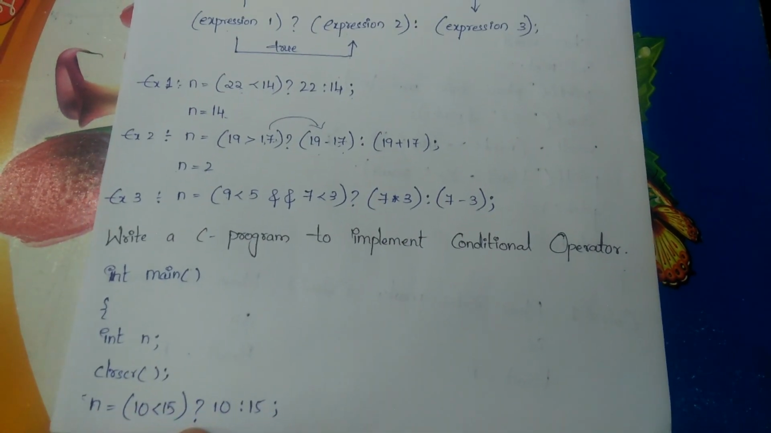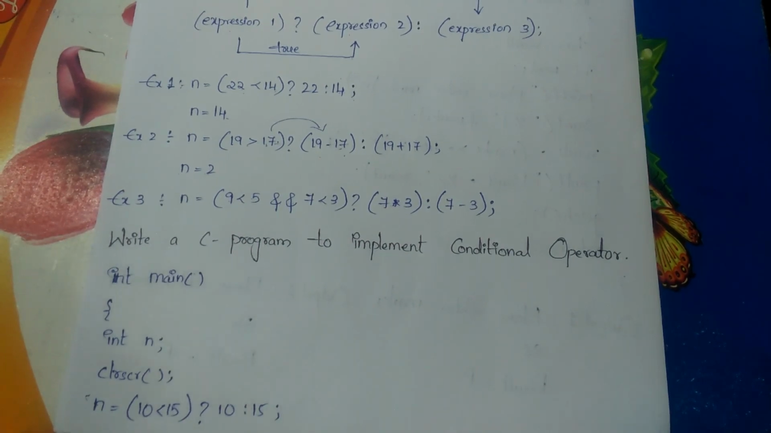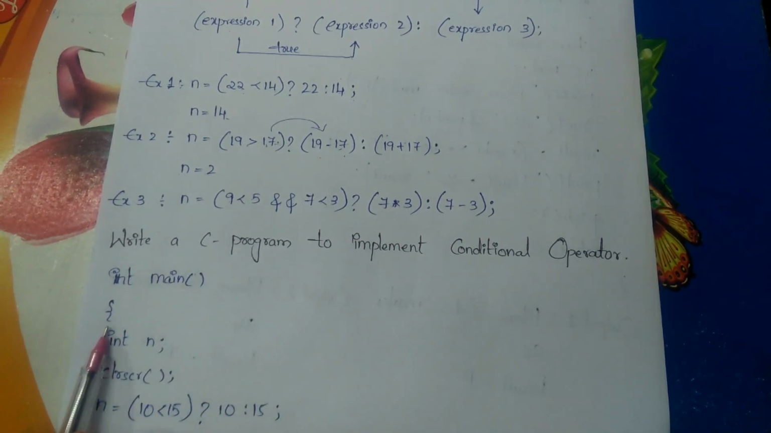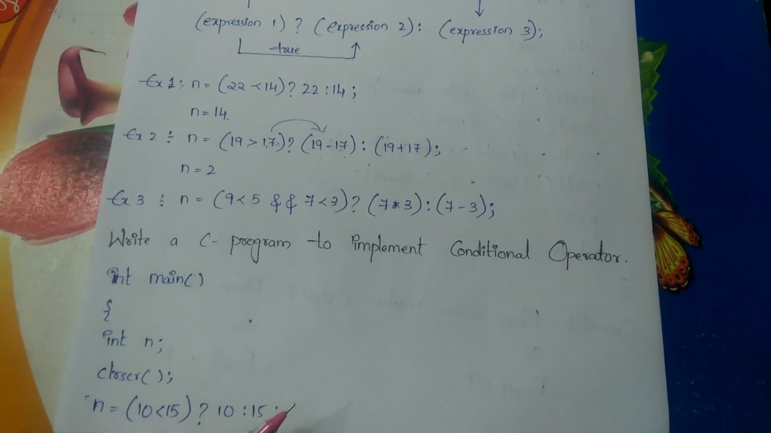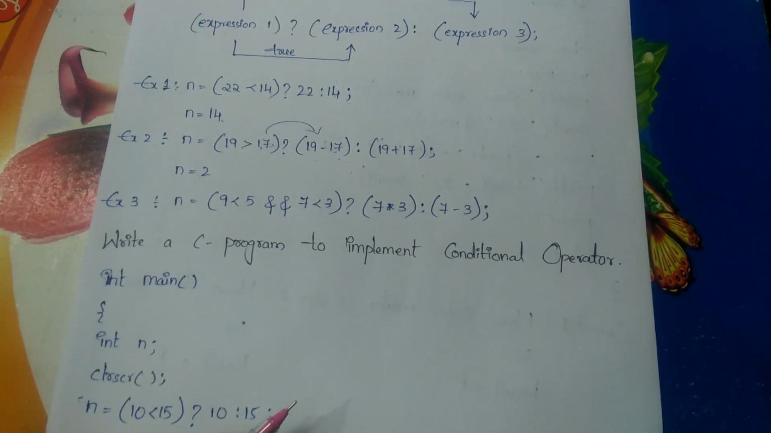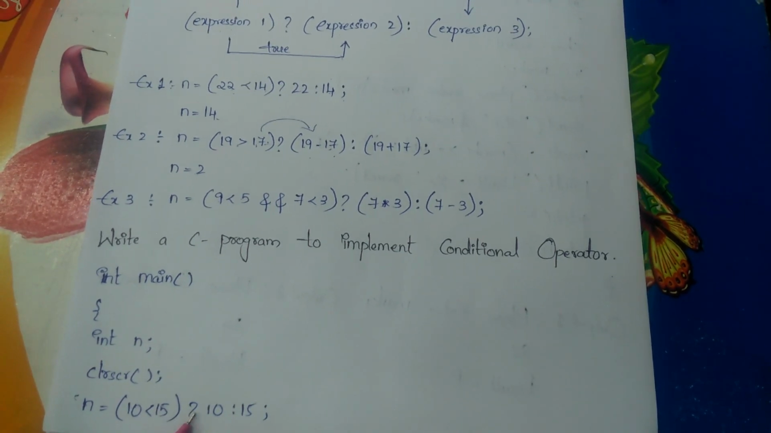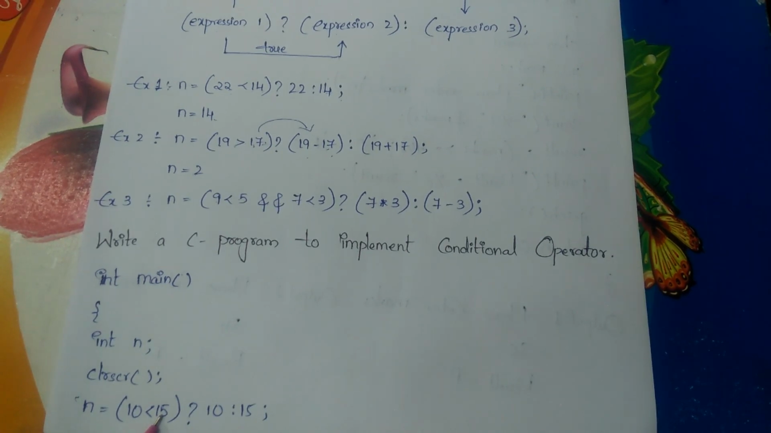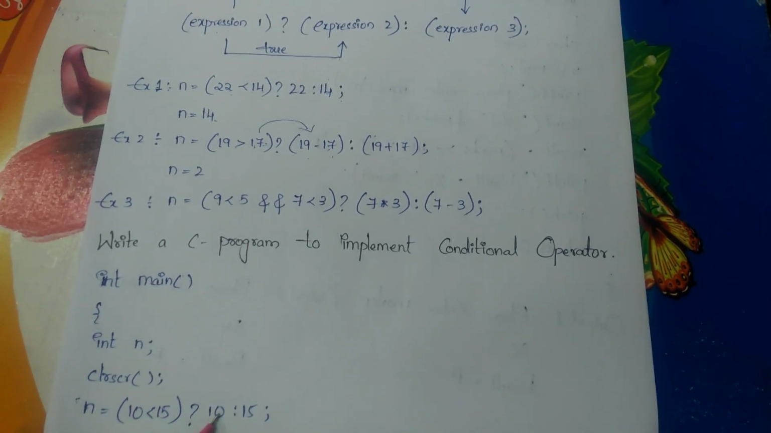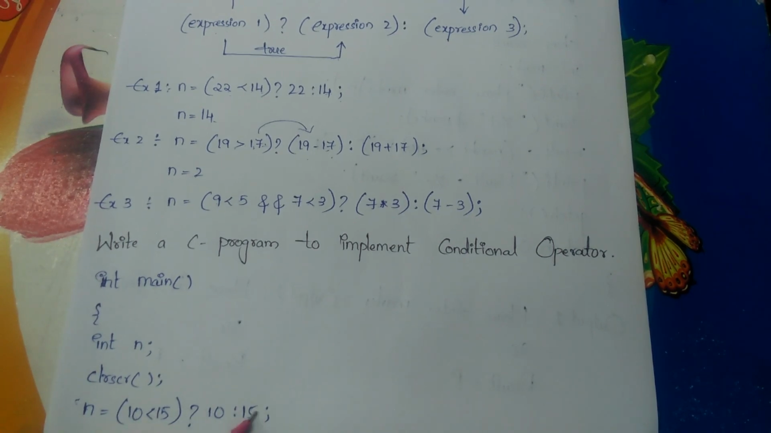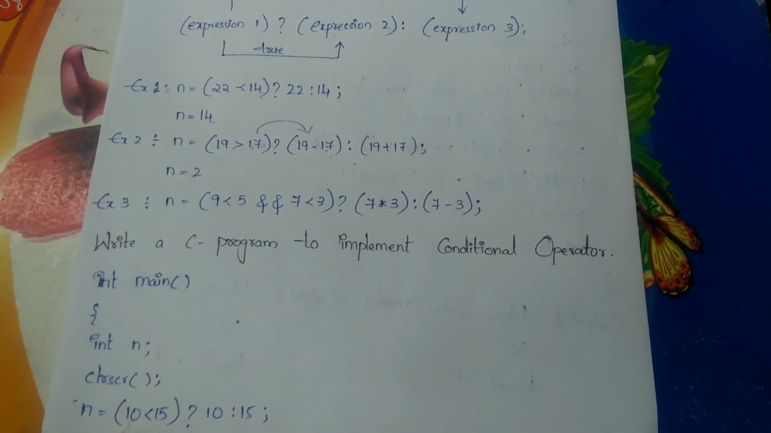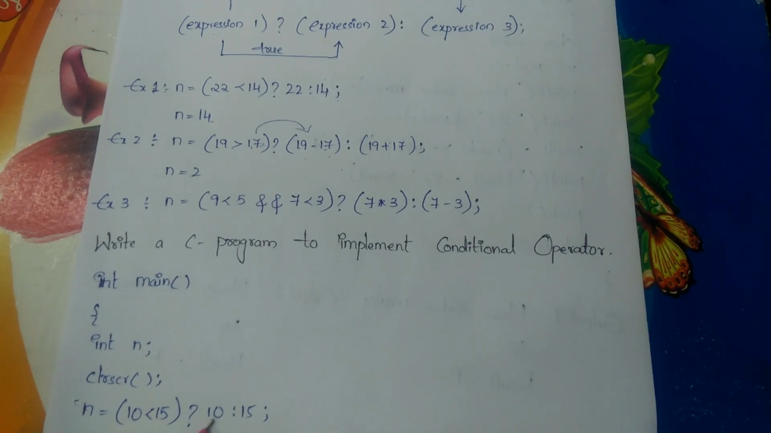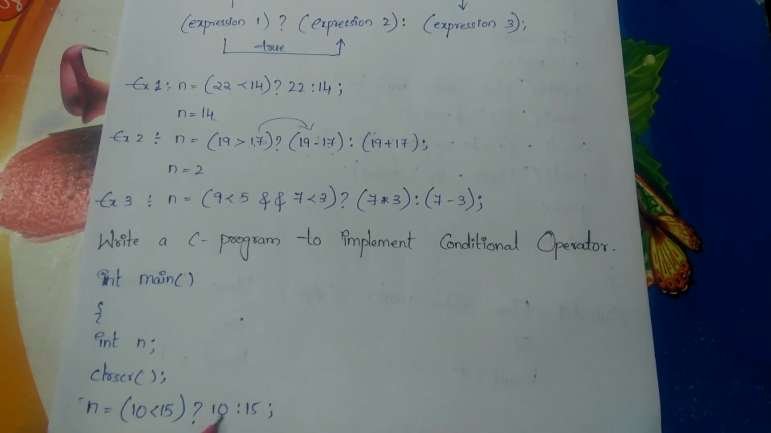First we have to include the header files. After that, it starts with the main function and we open the block. First I am declaring one variable, int n, and then clear screen. Now I am giving the n value as 10 < 15 ? 10 : 15. So 10 less than 15, the statement is true. When this statement is true, this 10 will be executed. If the statement is false, then 15 will be executed. But we know that 10 less than 15 is true. So that's why the value 10 will be executed. So in output, we will get 10.